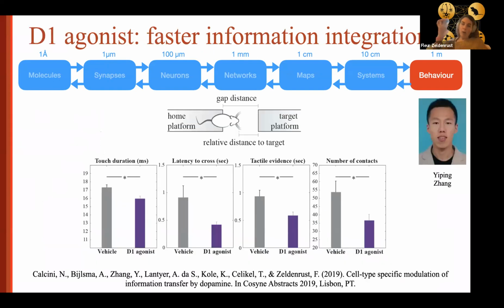And what we see, if we locally inject dopamine or D1 agonist into these animals while they do this task, is they become, you could say, more daring. So they need fewer touches, shorter touch duration, they wait less, whichever way you measure it, they jump faster.